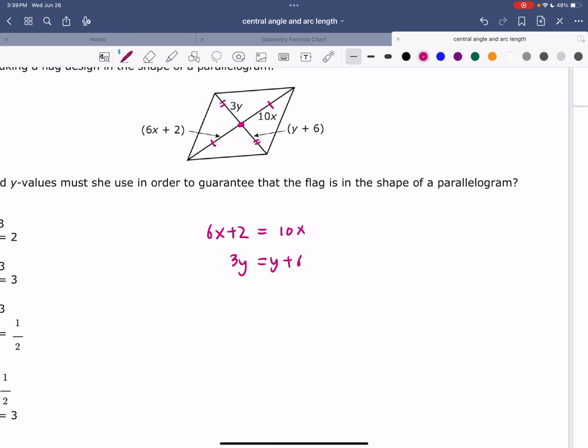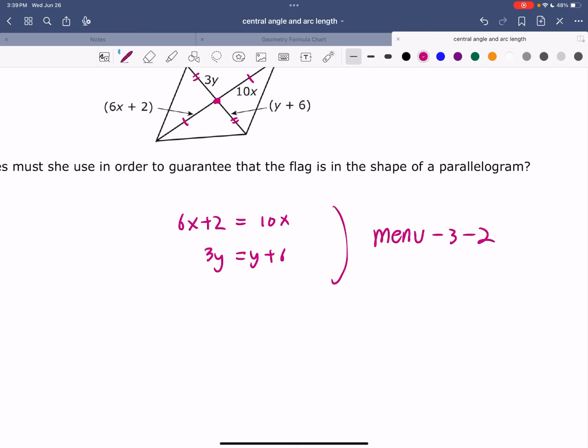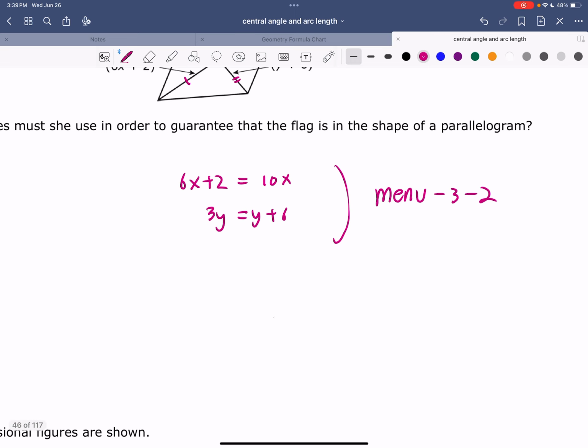So you have 2 options. You can use and solve twice, one for this, one for this. Or sometimes you can have a combination like x equals y and something like that. In that case, you might just want to use menu 3, 2. That's going to be an easier way, okay? So keep that in mind. You can use menu 31 or you can use and solve twice, but I prefer this because you can do it right away.